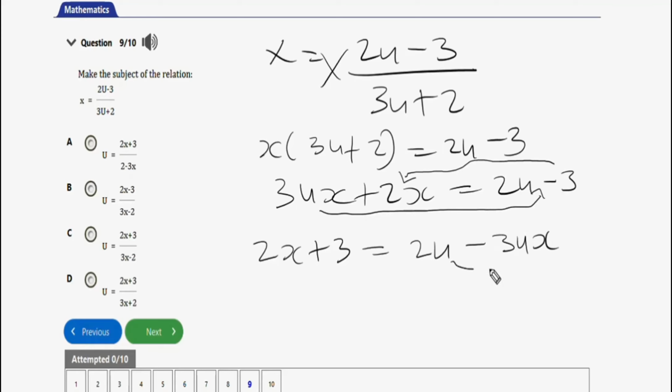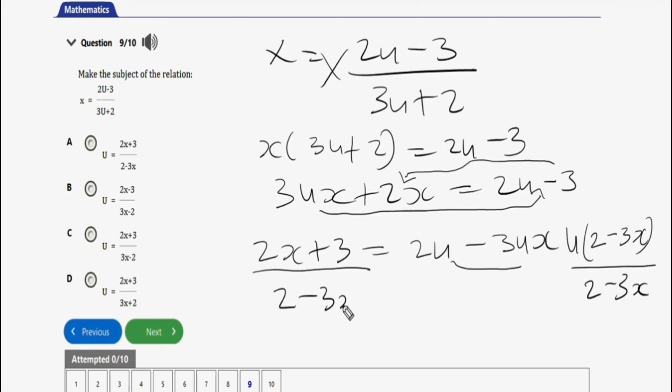So let's factorize what we have here. To make u the subject of the formula, this is something as u in bracket 2 minus 3x. So that's what it entails. So you now divide both sides by 2 minus 3x. So your u will be, this will cancel this. So your u will now be 2x plus 3 over 2 minus 3x.